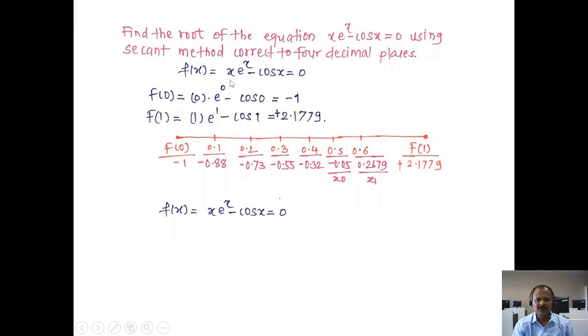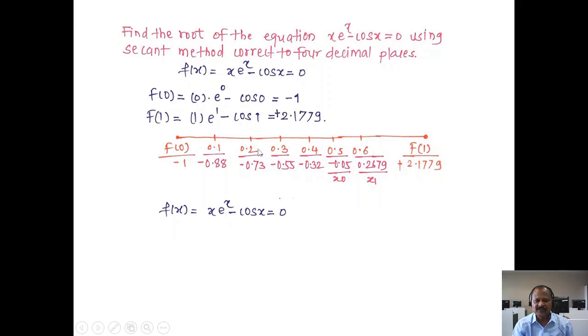Then you can put the value x is equal to 1. So, f of 1 is equal to 1 into e raised to 1 minus cos of 1, which is plus 2.1779. This is a positive value. So, we can say that the root lies between 0 and 1. Now, this is an iterative process. To minimize the iterations, we have to find values in between 0 and 1. You can take different values: 0.1, 0.2, 0.3, 0.4, 0.5, 0.6, and so on up to 1.